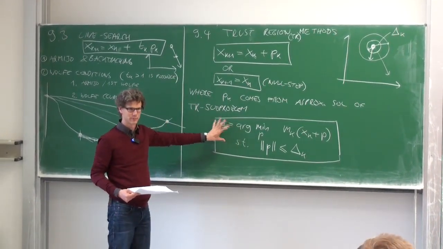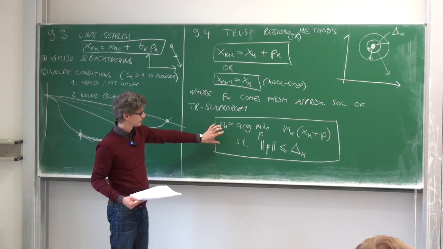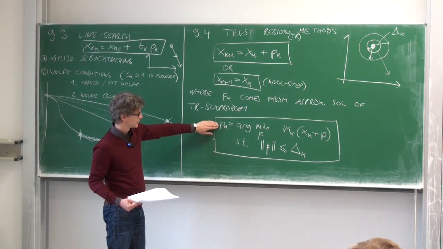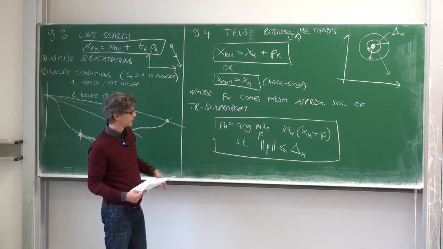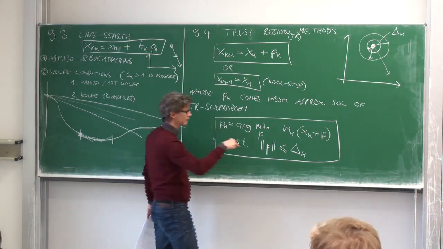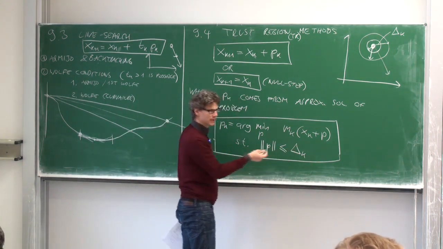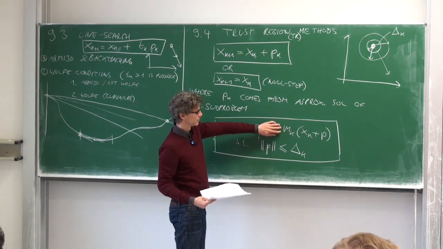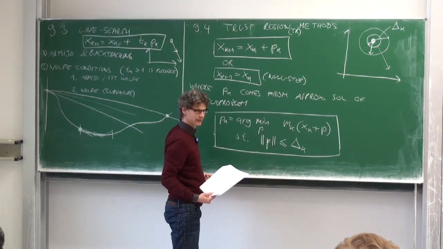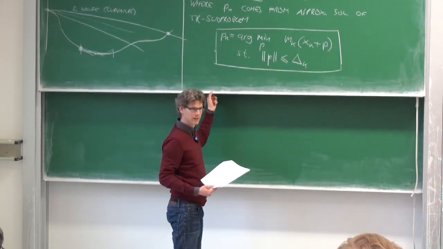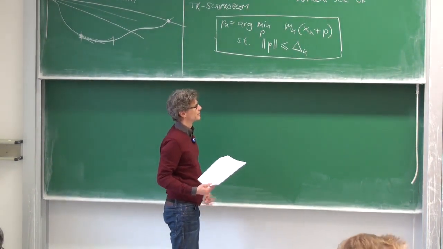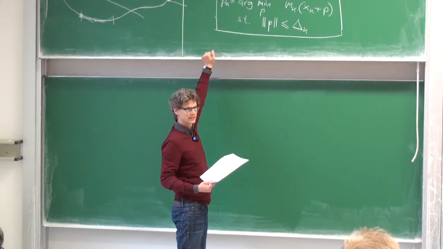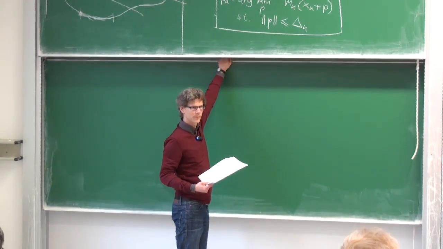I will discuss it only briefly, but when you approximately solve this problem, you get a step, and this step will give you a descent direction if you make your radius small enough, because locally your model will be equal to your Taylor series up to first order, because you have the right gradient. So at some point it will surely give you descent when you make it small enough.